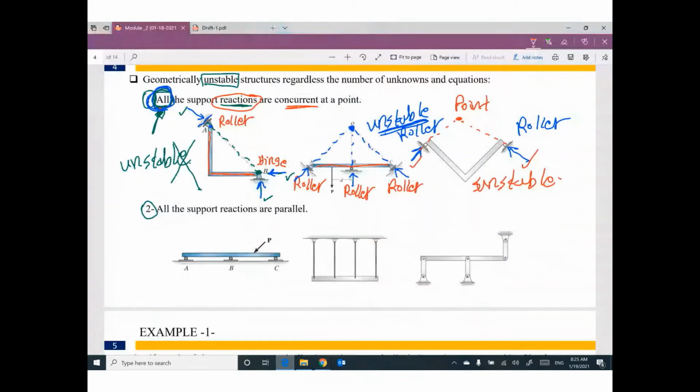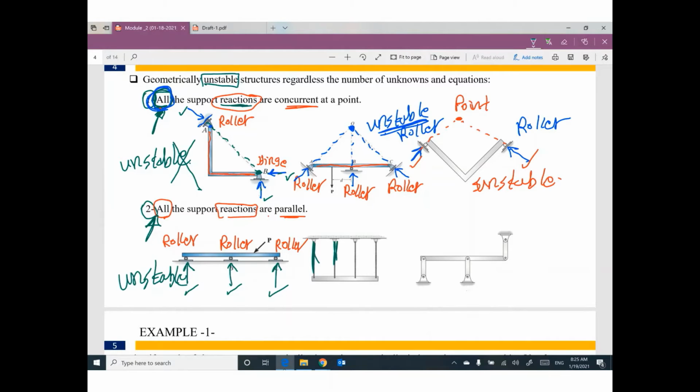Okay. The second case, if all reactions are parallel. For this beam, we have 3 rollers: roller support, roller, roller. So we have 3 reactions. This one will be perpendicular to the base, perpendicular, perpendicular. So all reactions, please remember, all of them are parallel. So this structure will be unstable.